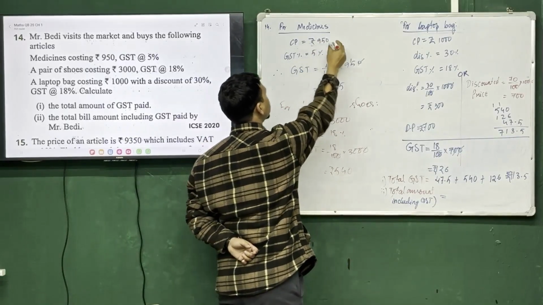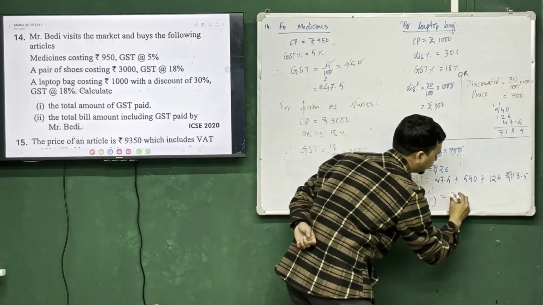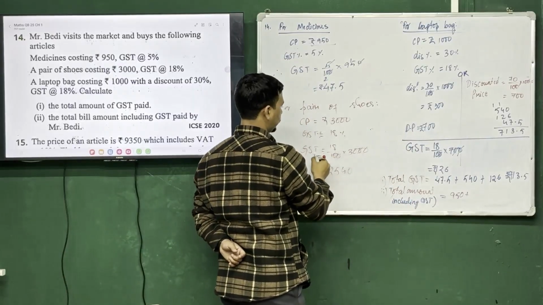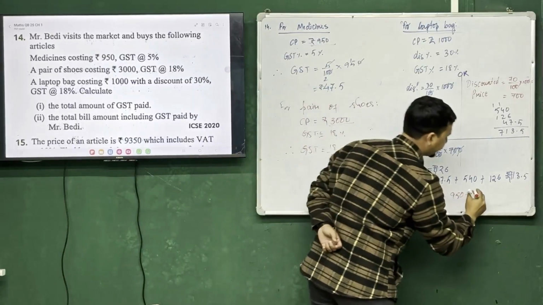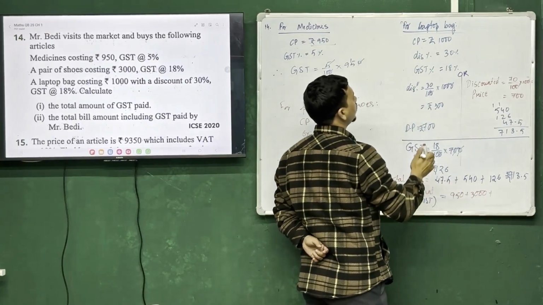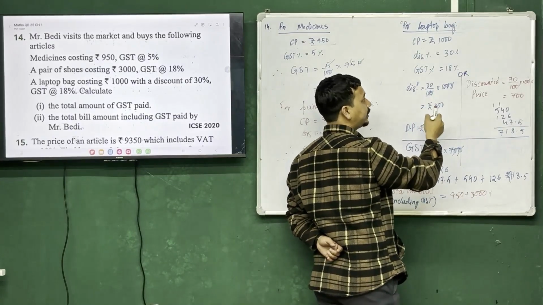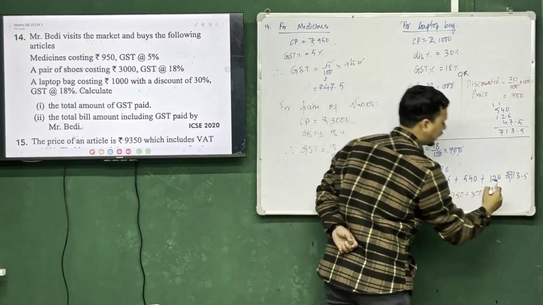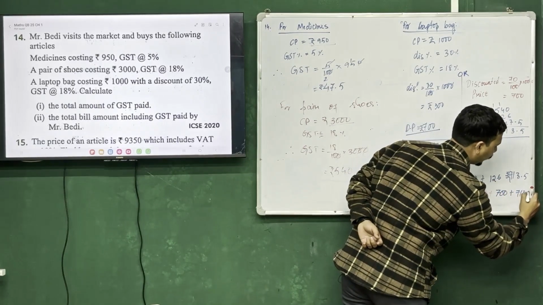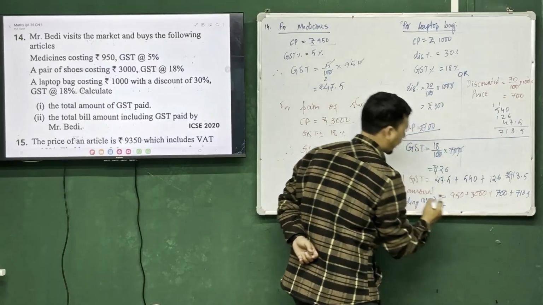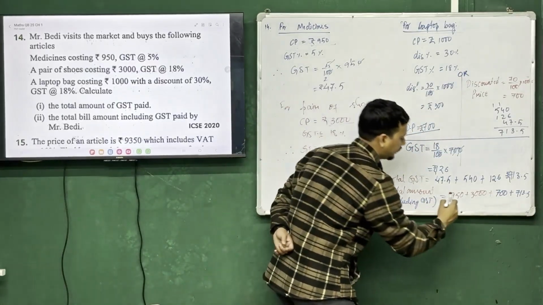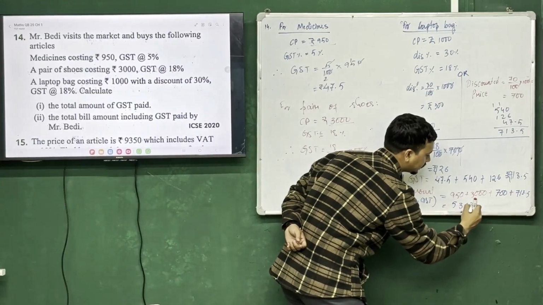what is the cost price? 950 plus 3000 plus, here you will be using the discounted price, okay? So 700 plus 713.5.